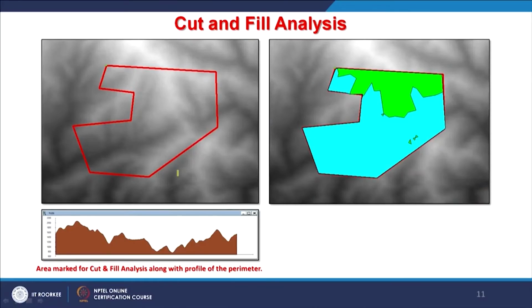So, all along this polygon or perimeter, I can also draw a profile. Immediately I know that this part is very low compared to the flat part, so definitely there the filling would be required. Elsewhere, because these parts on the edges are high above the required elevation, cutting would be required.